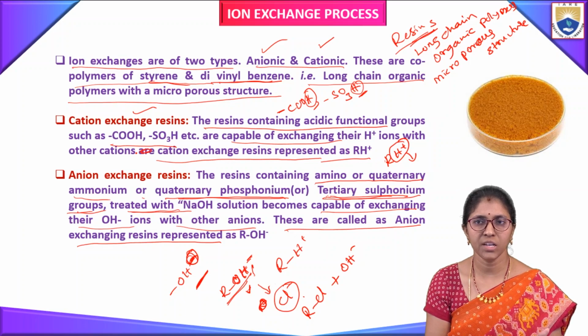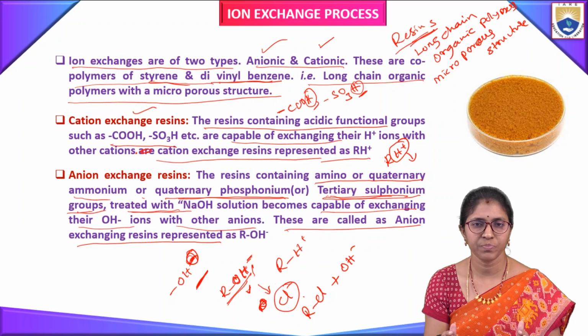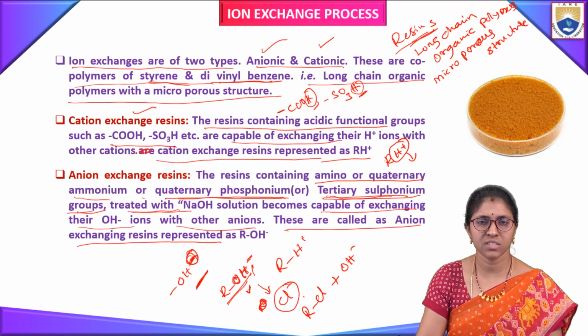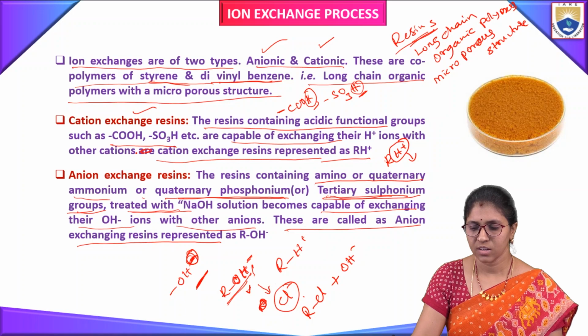The anion exchange resin has OH- ions, and the cation exchange resin has H+ ions. The cation exchange resin is used for the replacement of cations from the water, and the anion exchange resin is used for the removal of anionic impurities in the water. So this is about resins, the cation exchange resin and the anion exchange resin.